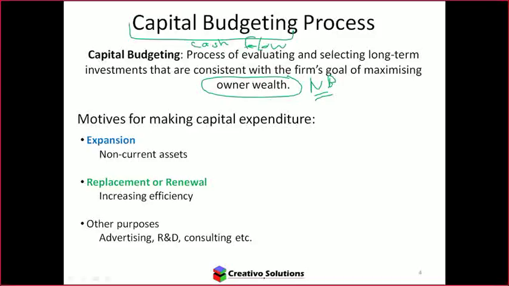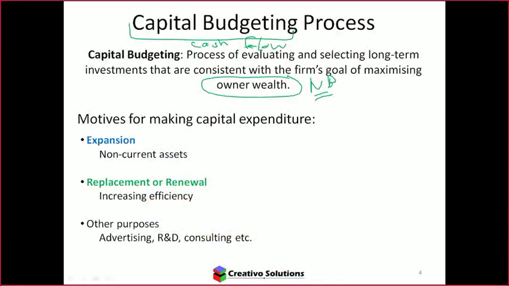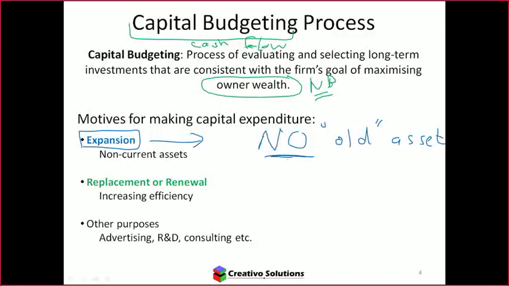So three motives for capital expenditure: expansion, replacement or renewal. Expansion, easy or difficult to do? It should be easier. It is easy. Why? Because you basically just buy more properties, more land, more assets. If it's expansion, there's going to be no old assets. So is the old asset relevant to the current decision? No, it isn't. So expansion is easier to do than replacement or renewal because there's no old asset.